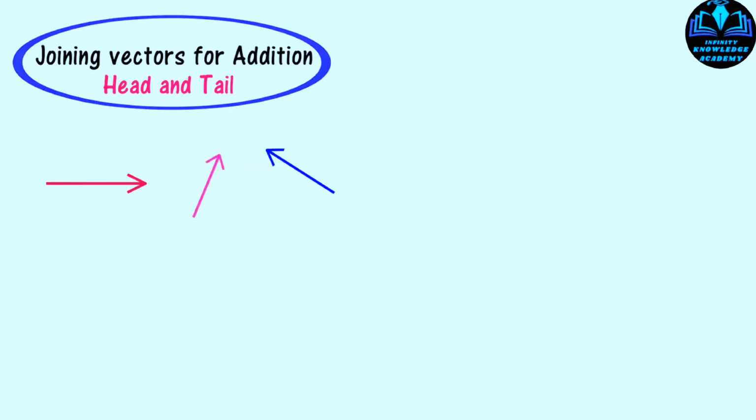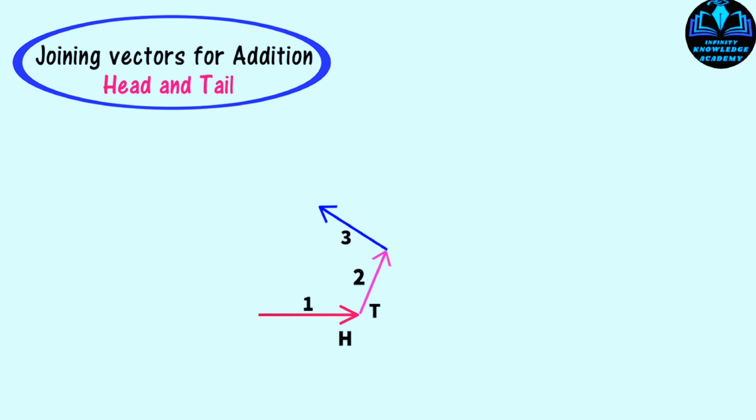What I will do, I will take the first vector, now I will take the second vector and I will join the tail of the second vector with the head of the first vector, and then I will take the third vector and I will join the tail of the third vector with the head of the second vector. So this is the head and tail rule in order to join vectors for addition.